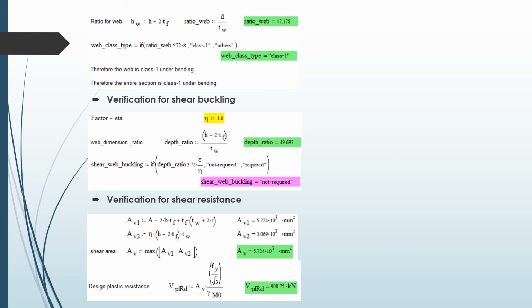Next is verification for shear resistance. Here we need to obtain the shear areas Av1 and Av2 as per the code and obtain Av as the maximum of Av1 and Av2. In our case, Av is worked out to be 5.724 into 10 raised to 3 mm square. Now the design plastic shear resistance Vpl,Rd is calculated as Av into Fy by root 3 divided by gamma M0. Substituting various values, we obtain Vpl,Rd as 908.75 kN.